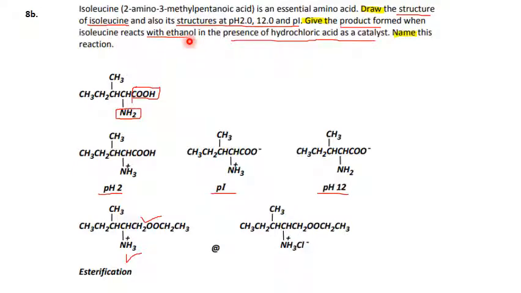Then give the product formed when isoleucine reacts with ethanol. So ethanol in the presence of hydrochloric acid as a catalyst is actually a bit like esterification. Ethanol will react with the carboxylic acid part to form the ester. At the same time, because there is acid, the acid medium will react with the basic part, so it becomes NH3+, or you can also write it like this. And then name this reaction: esterification.